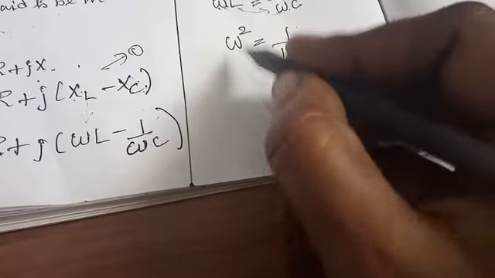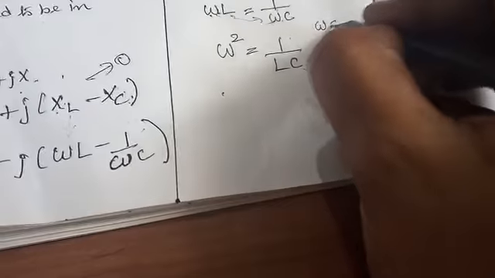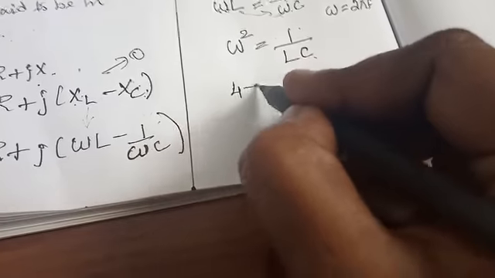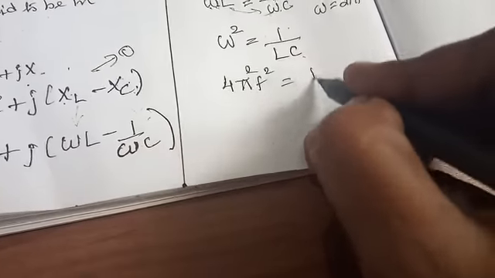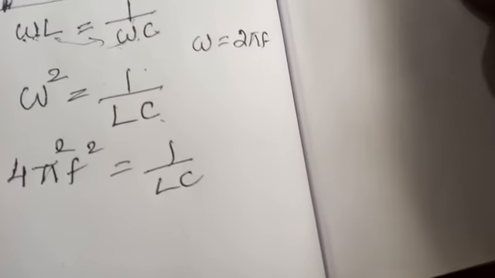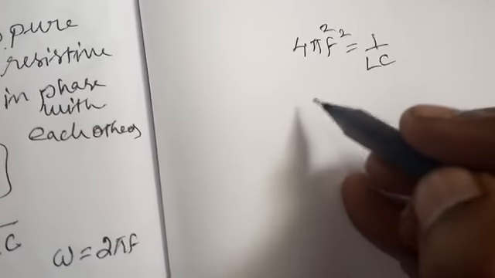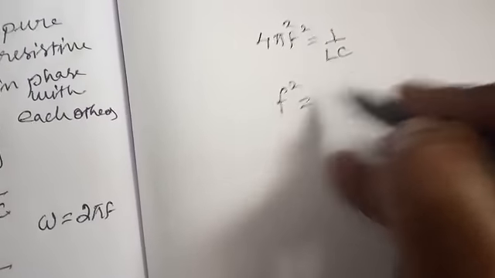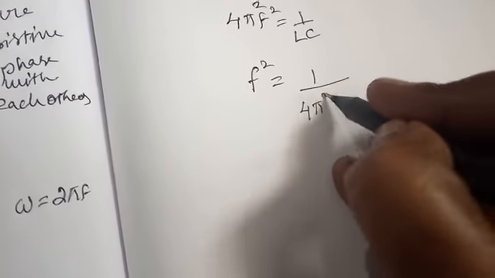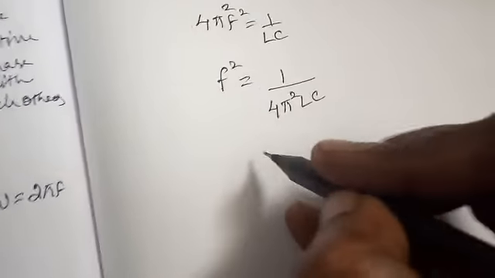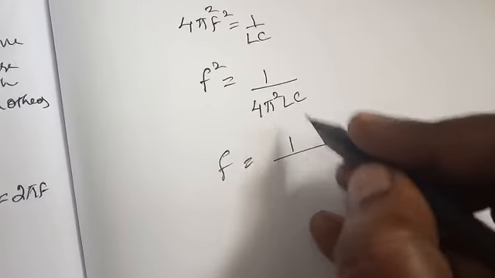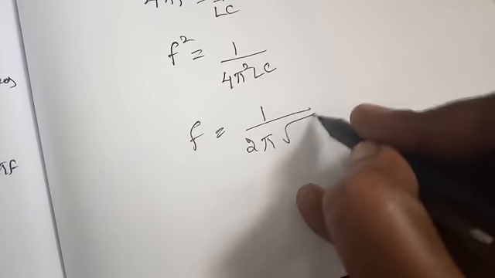Omega is nothing but 2 pi f, which we already know. So squaring it, 4 pi square f square equals 1 by LC. So f square is 1 by 4 pi square LC, and if you take the square root, f is 1 by 2 pi root LC.